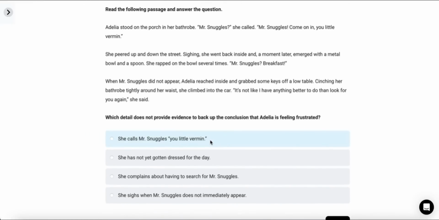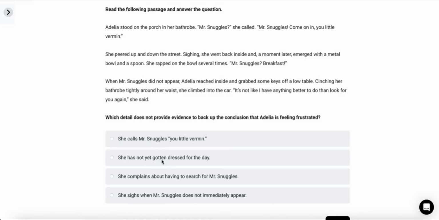Which detail does not provide evidence to back up the conclusion that Adelia is feeling frustrated? She calls Mr. Snuggles, "You little vermin." That's something you would do when you're angry or upset or disgusted with something. So that is a sign of frustration.